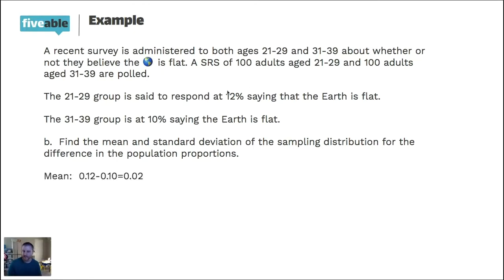Even though it's worded as percentages here, we want to take that percentage and redo it as a proportion before we subtract them. I just think that looks a little bit better than the 2% there.